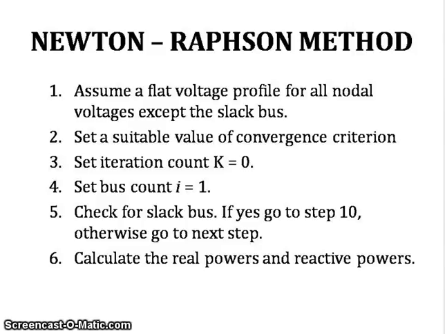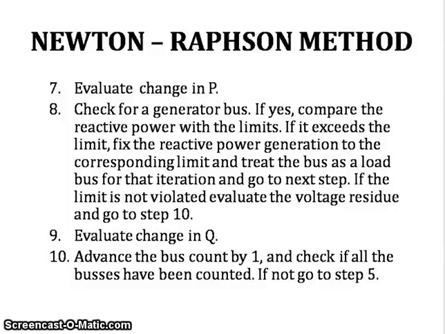Set bus count i equal to 1. Check for slack bus. If yes, go to step number 10. Otherwise, go to the next step. Calculate the real and reactive powers. Evaluate change in active power. Check for a generator bus. If it is a generator bus, then compare reactive power with the limits. If it exceeds the limit, fix the reactive power generation to the corresponding limit and treat the bus as a load bus for that iteration and go to the next step. If limits are not violated, evaluate the voltage residue and go to step number 10.